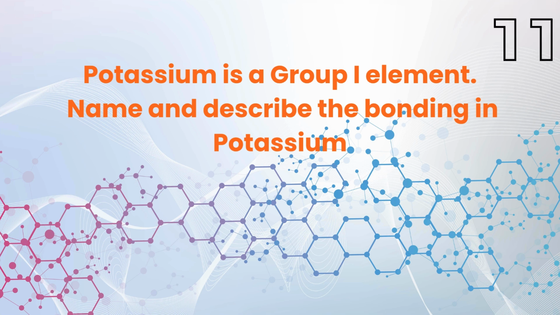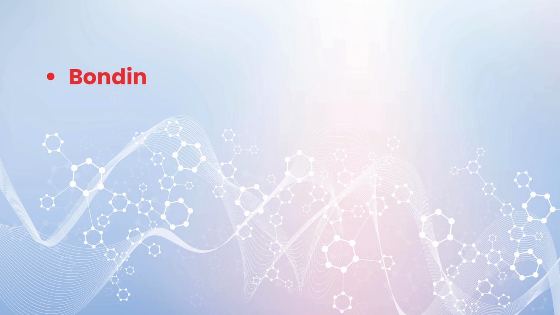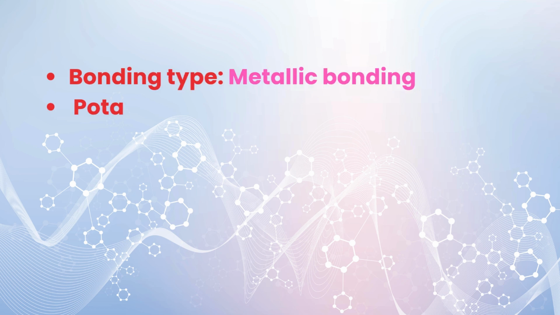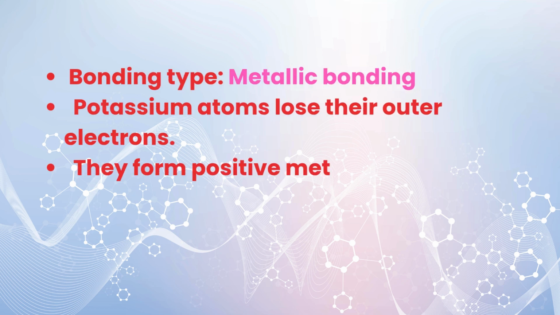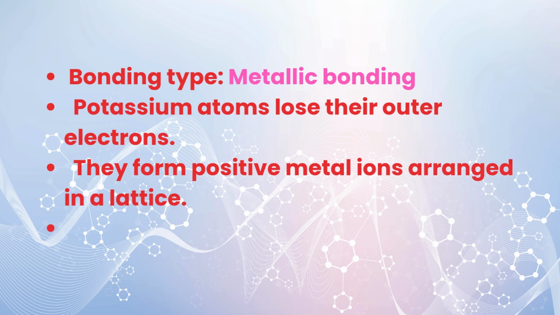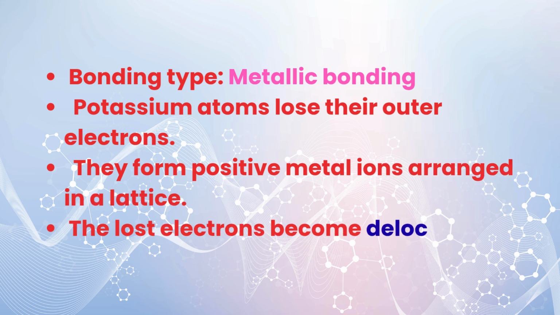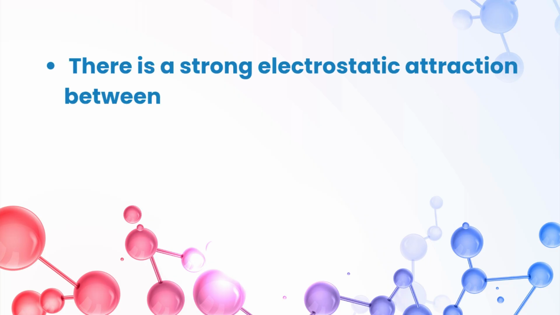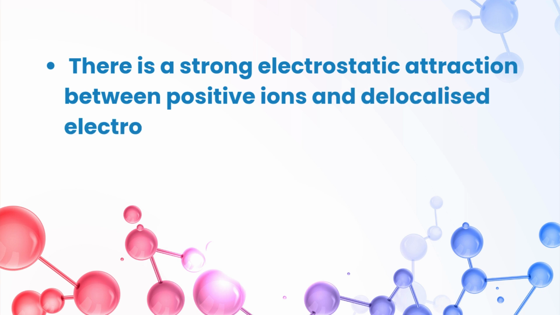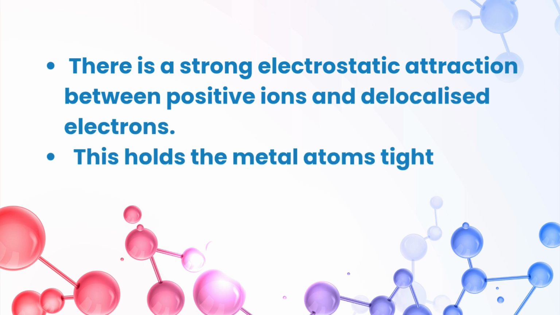Potassium is a group 1 element. Name and describe the bonding in potassium. Bonding type: metallic bonding. Potassium atoms lose their outer electrons. They form positive metal ions arranged in a lattice. The lost electrons become delocalized, free to move. There is a strong electrostatic attraction between positive ions and delocalized electrons. This holds the metal atoms tightly together.